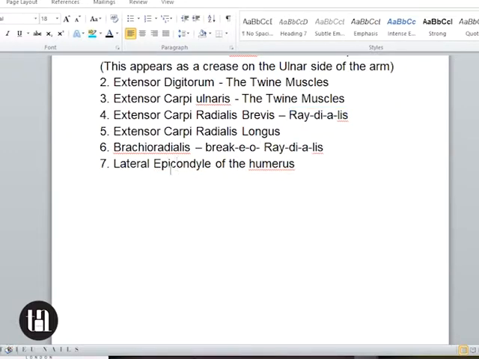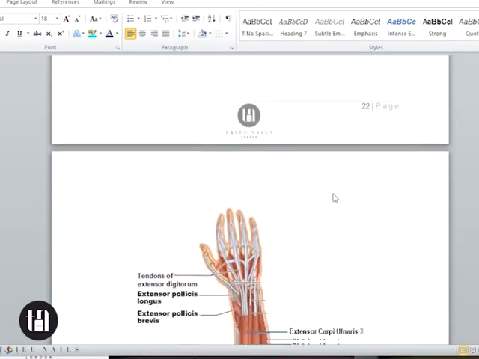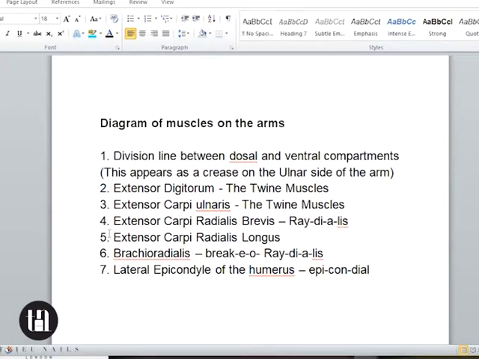And then you have the lateral epicondyle of the humerus. I'll write out epicondyle anyway, so it's epicon, and then dial as in dial phone. So tricky ones probably brachioradialis and epicondyle. So let's see what these muscles actually look like. Again, I've listed down numbers with the muscles in the arm, so do note this down.